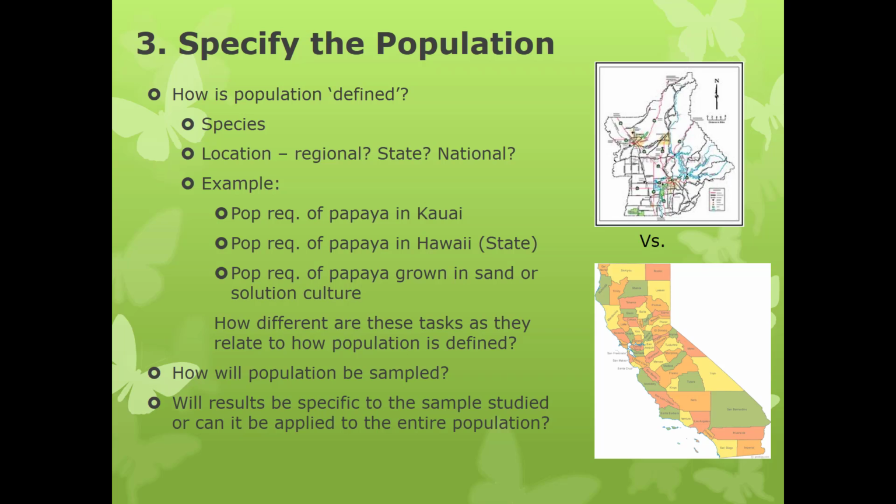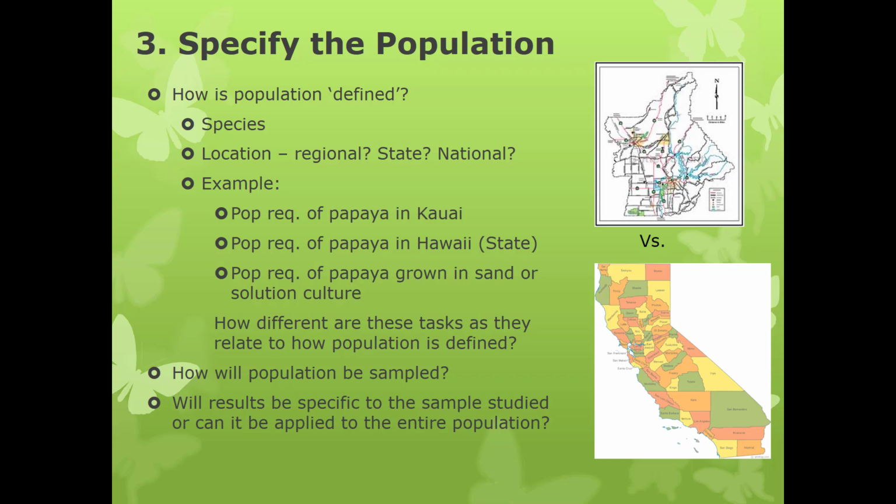Some really good examples are if we were studying papaya, we could study papaya in just Kauai, in the whole entire state of Hawaii, or look at papaya grown in sand or solution culture, where region really isn't even part of the question.